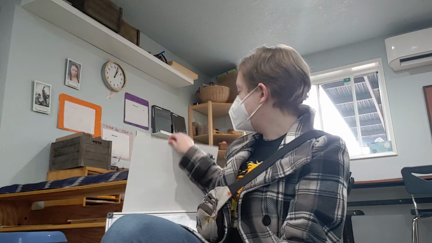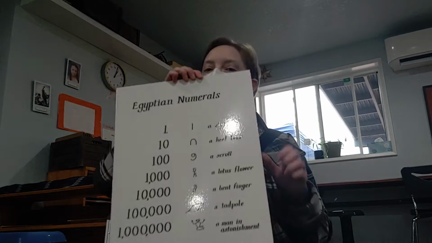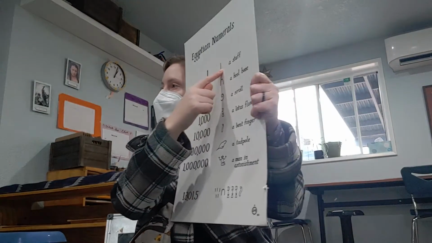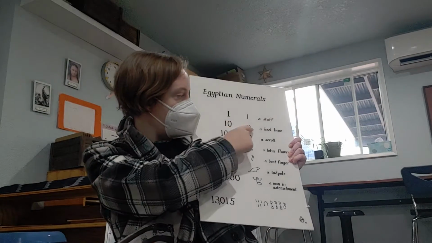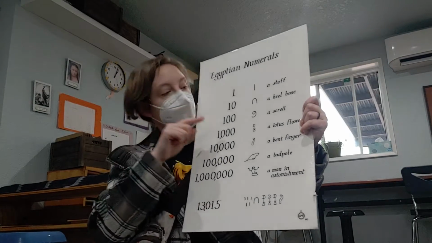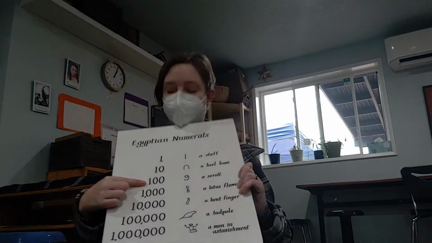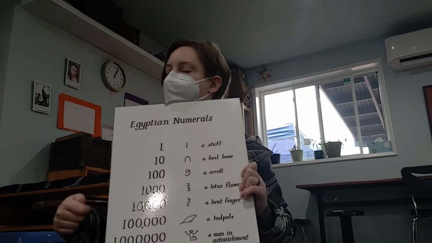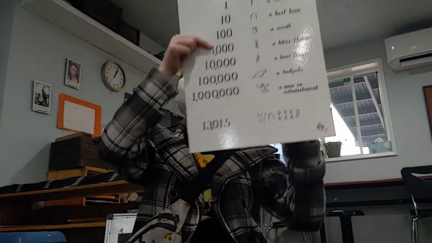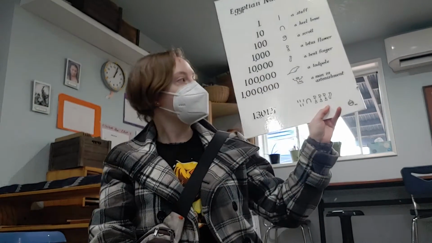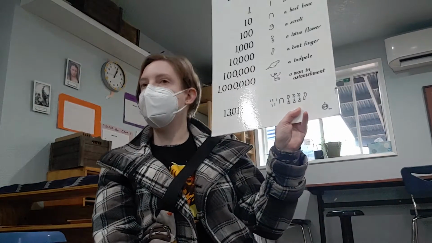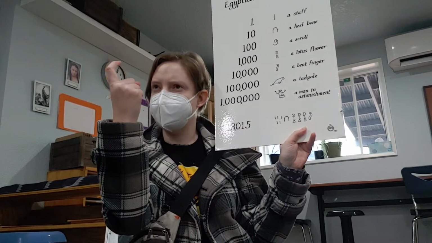This is what the shapes to make the numbers looked like in ancient Egypt. For a 1, it was a straight stick. For a 10, it was called, they said, a heel bone, kind of like an upside down U. For 100, it was a scroll, which to me kind of looks like a very fancy drawn 9. Me too. For 1,000, it was a lotus flower. That looks like this. For a 10,000, it was a bent finger, like someone going like this.